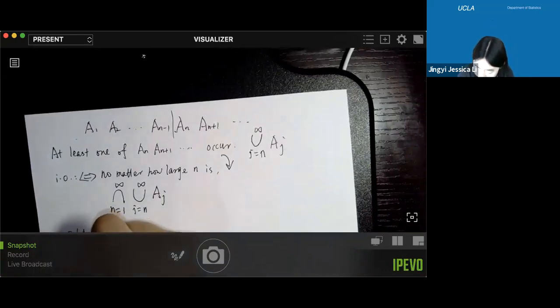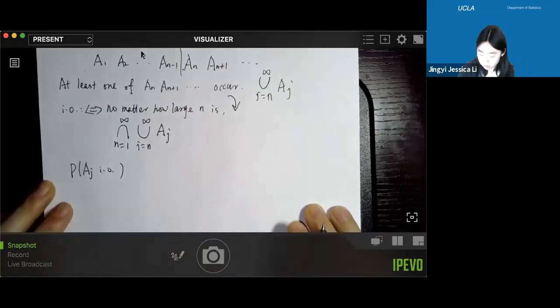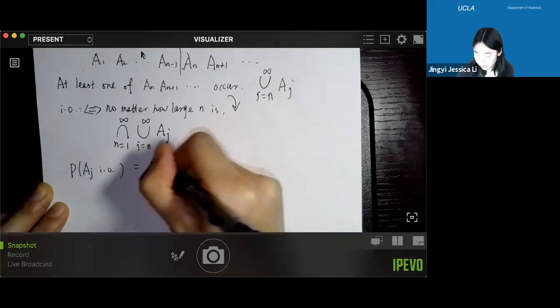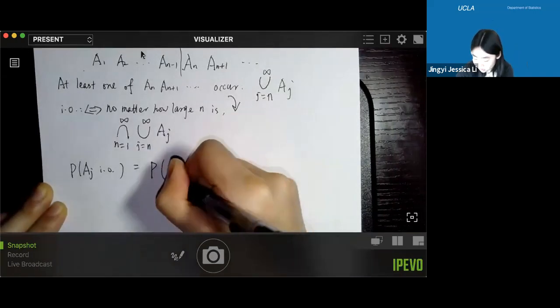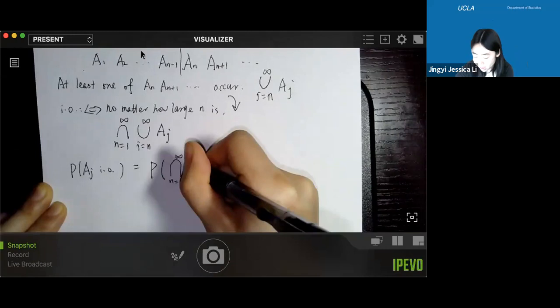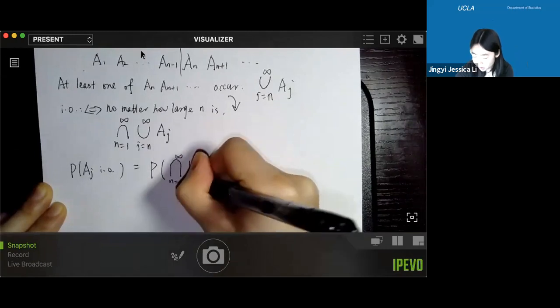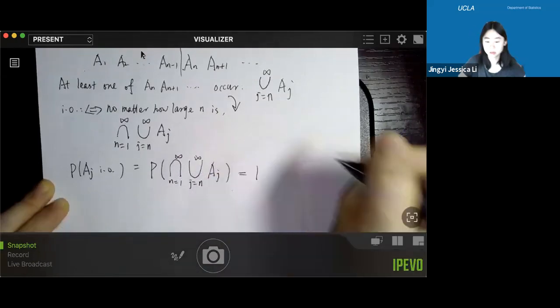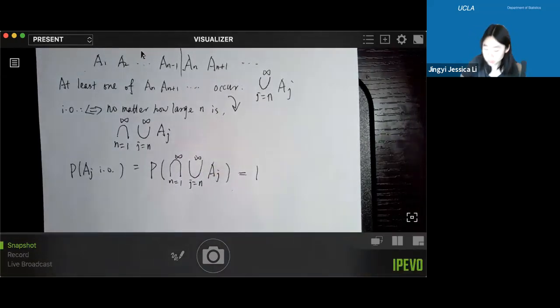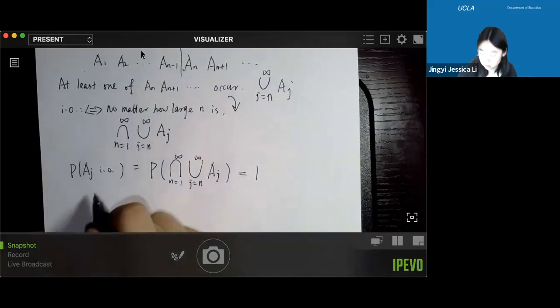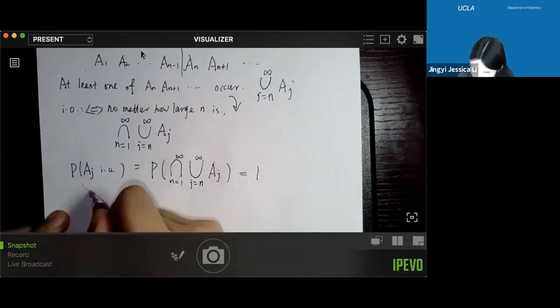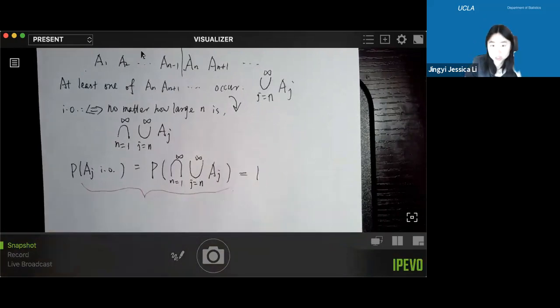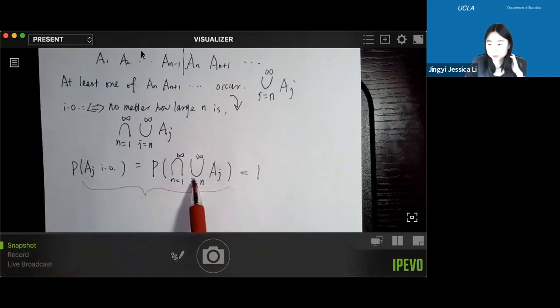the statement of the Borel-Cantelli Lemma is actually equivalent to the probability that the intersection over n of the union from n to infinity, this thing occurs with probability 1. That's it. So these two things are equal. That's the key point. And so realizing this expression is the key for us to prove the Borel-Cantelli Lemma.